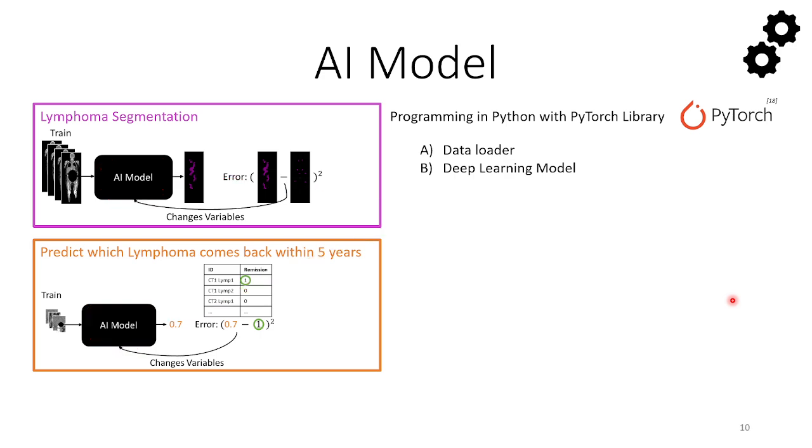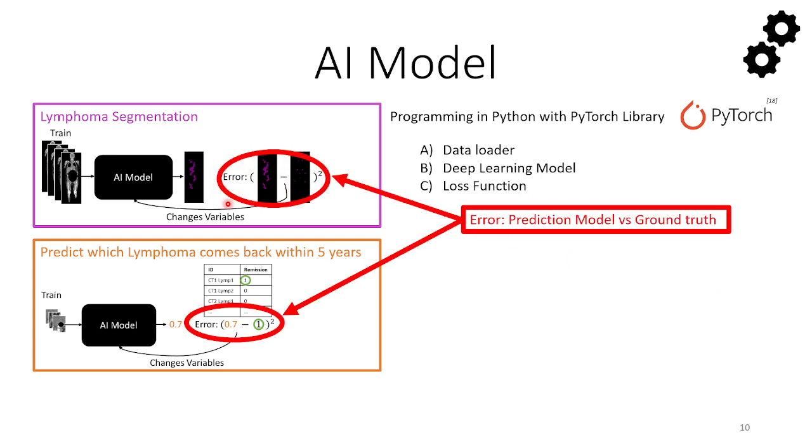Good, now we have a deep learning model. The next step is we need a loss function. A loss function is those error functions here. This is where we calculate the error between what the model outputs and what it actually should be. The model output is the model prediction, and what it actually should be is, in this case here, the lymphoma segmentation by well-trained radiologists.